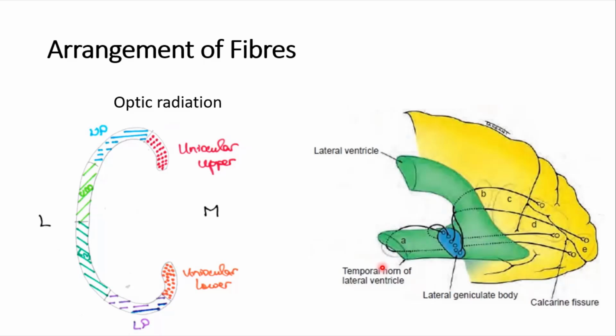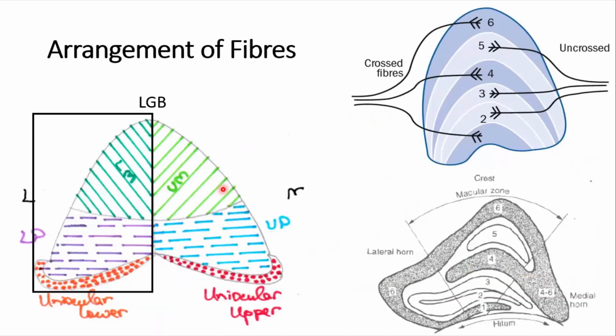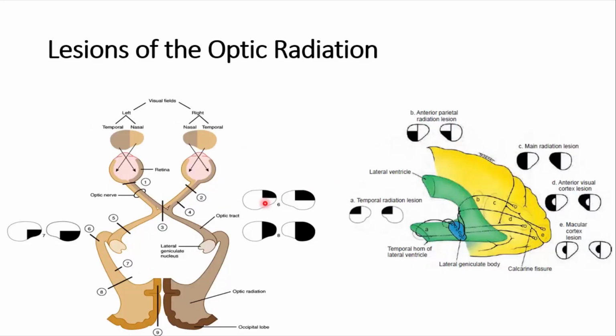Now, what happens if there is a temporal lobe lesion? It's only the lower fibers which are getting affected. The upper fibers are spared. It is this one, similar to a lesion like this. So what we'll get would be a superior quadrantopia, contralateral superior quadrantopia. So this is in case of a temporal lobe lesion.